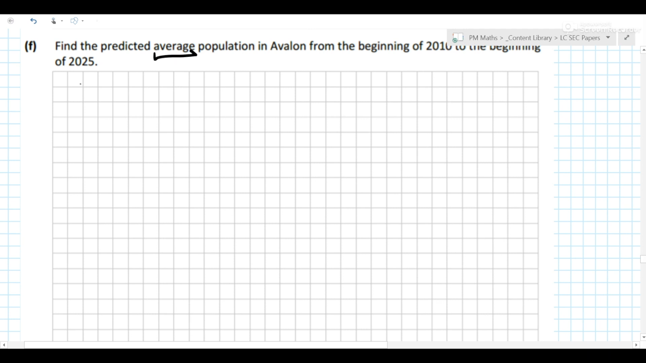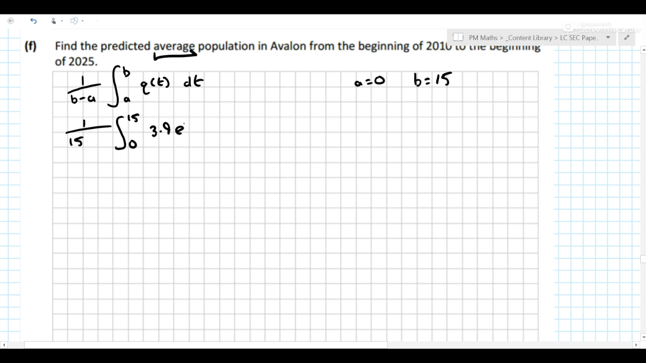So we're going to use the average value of a function formula, which is 1 over b minus a, the integral between b and a, q of t dt. Now a is equal to 0, because time 0 is where we're starting, and b is equal to 15, because we're ending when time is 15, or the start of the 15th year. So it's 1 over 15 minus 0, which is 1 over 15, and then input the function 3.9 e to the minus 0.05t by 10 to the 6 dt.